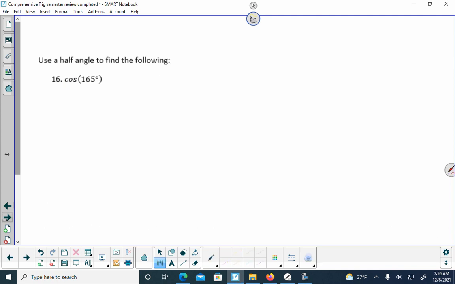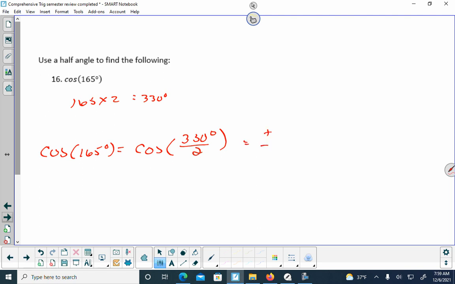The next one says use the half angle formula. As soon as it tells me to use the half angle formula, I'm going to take this 165 and double it. I'm going to get 330. So the cosine of 165 degrees is the same thing as the cosine of 330 degrees over 2, because 330 divided by 2 will give me that 165. So when I go to use the formula, I want the cosine. So that's going to equal plus or minus the square root of 1 plus the cosine of 330 degrees all over 2. Well, let's do two things at once.